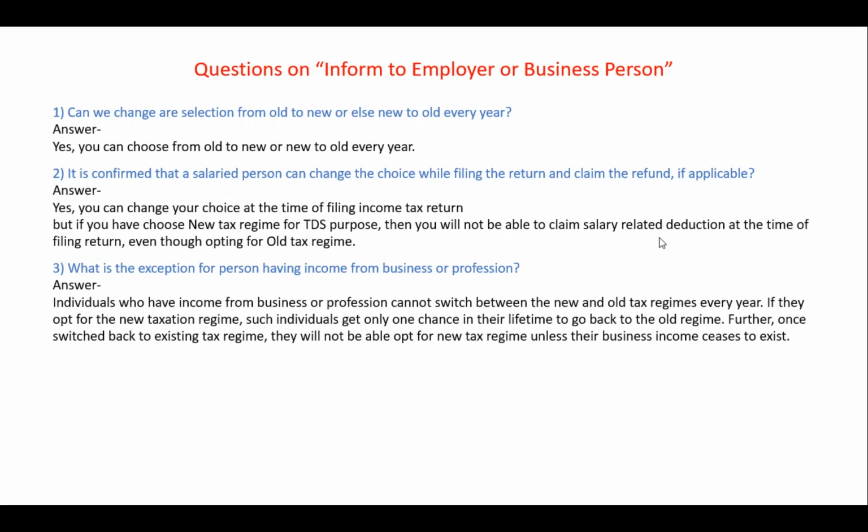What is the exception for a person having income from business and professions? As we said, switching from old to new or new to old, this option can be exercised only once in their lifetime. So it would be better that you make your choices properly and calculate properly what will be beneficial for you.